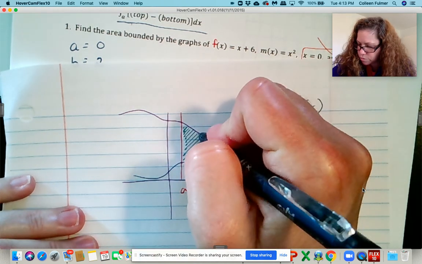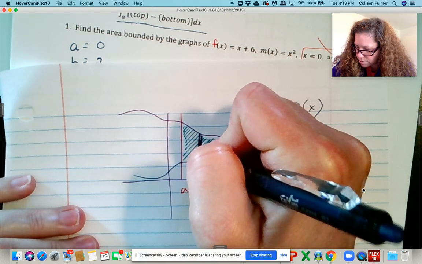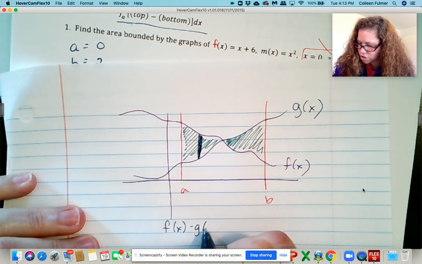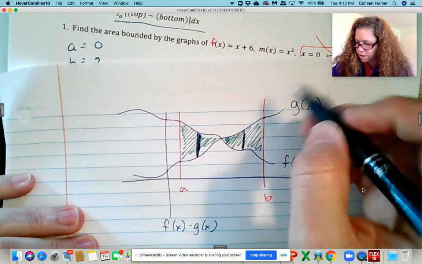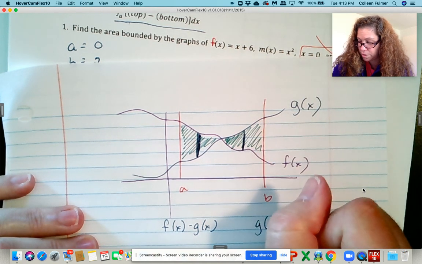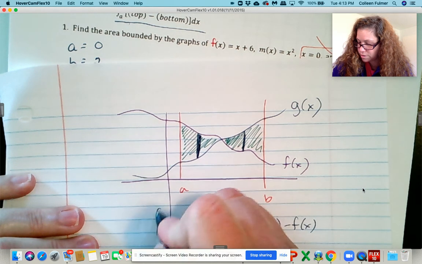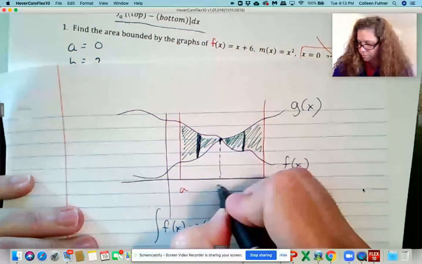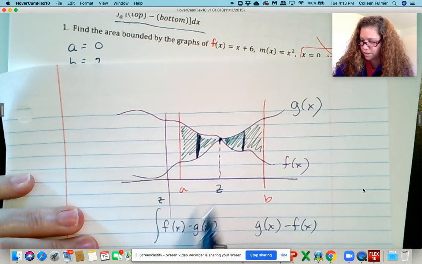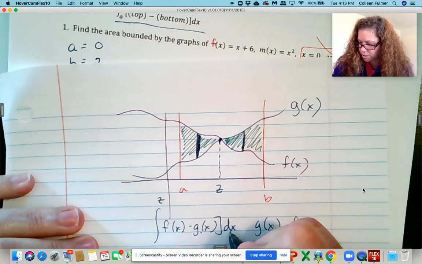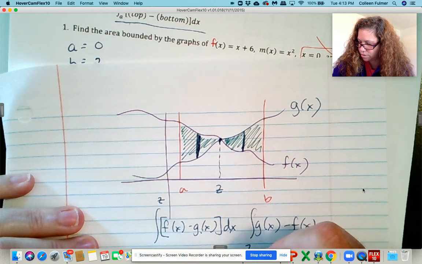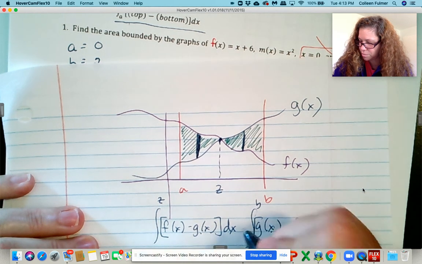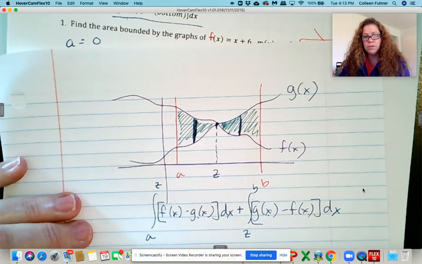When you draw in your typical Riemann rectangle, when you draw it in here, the top function is f of x. So that would be f of x minus g of x. But if you draw it over here, your top function is g of x. So you would have to split it into two separate problems. So this one would be from A to whatever this value is, this point of intersection. Let's call it z. So the integral from A to z of top minus bottom dx, and the integral from z to b of the top minus the bottom. It's always top minus bottom. And then you would add those two areas together.